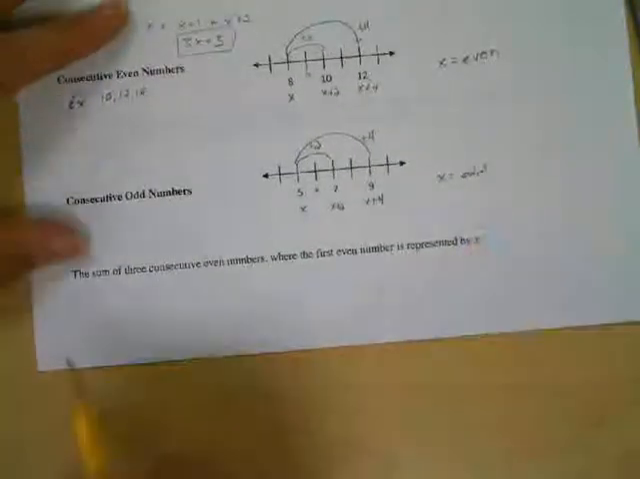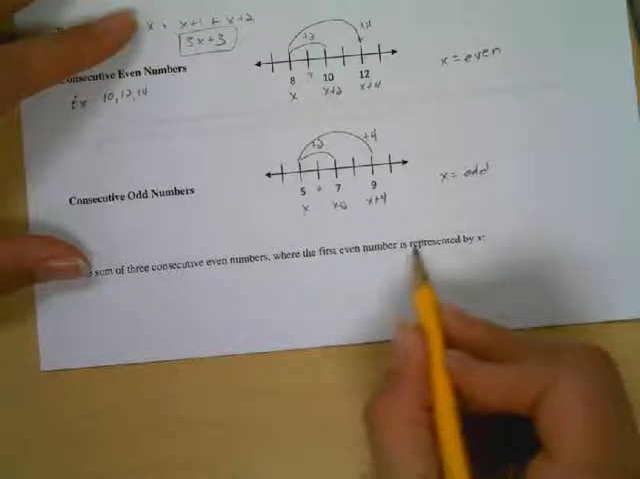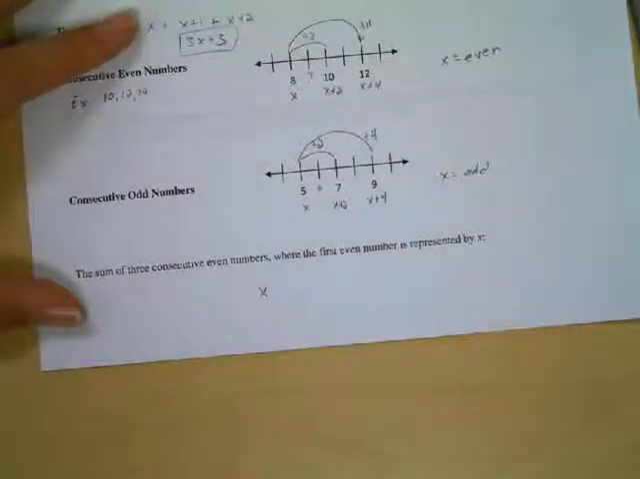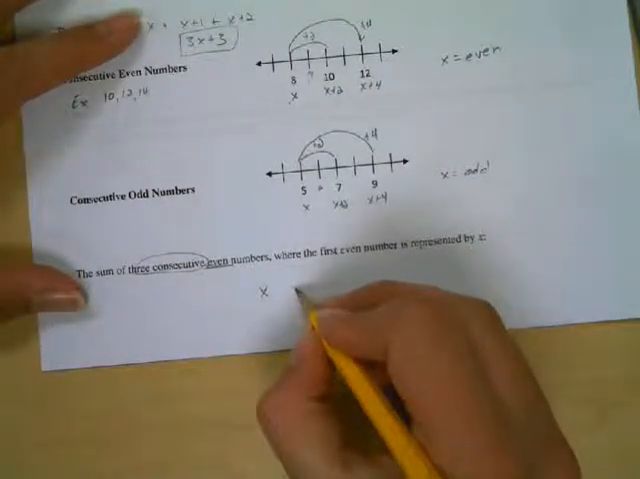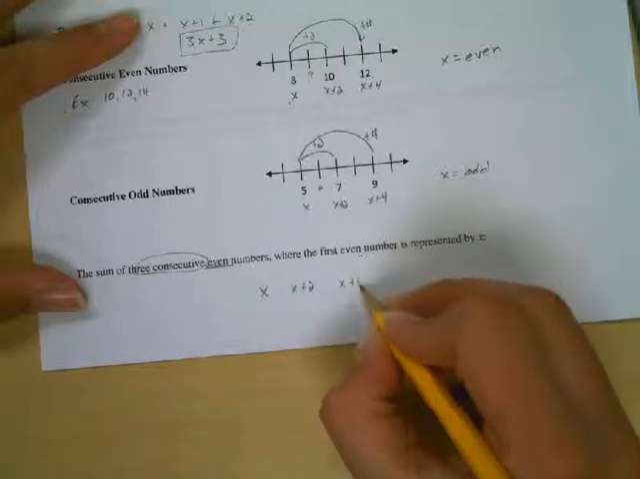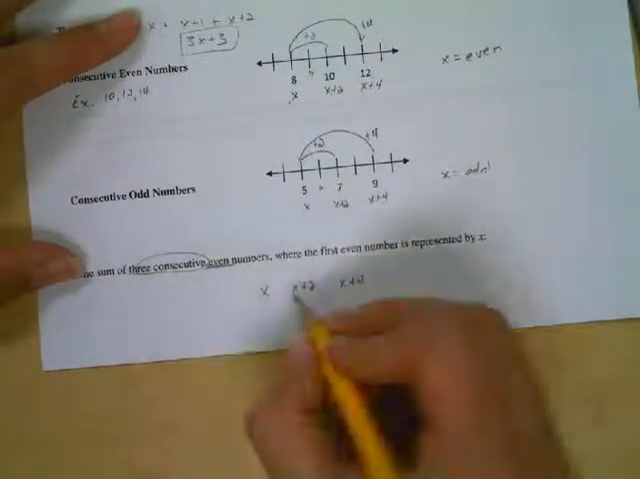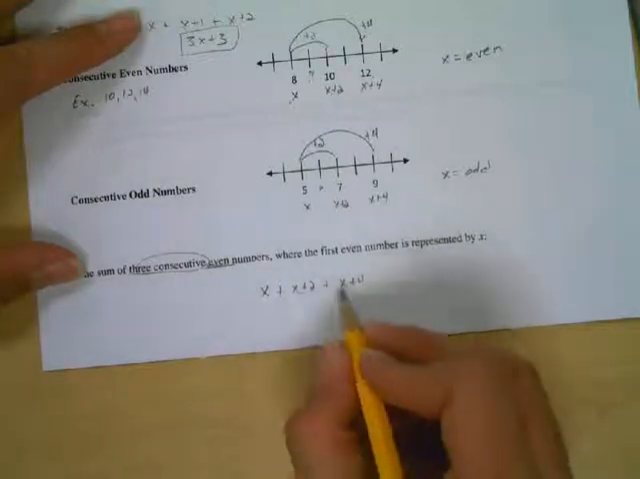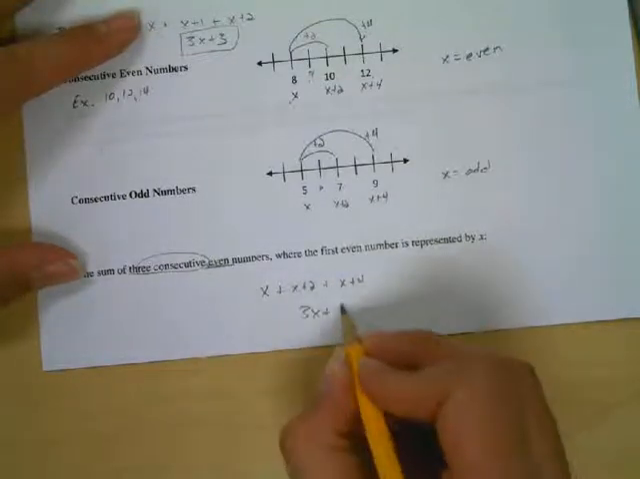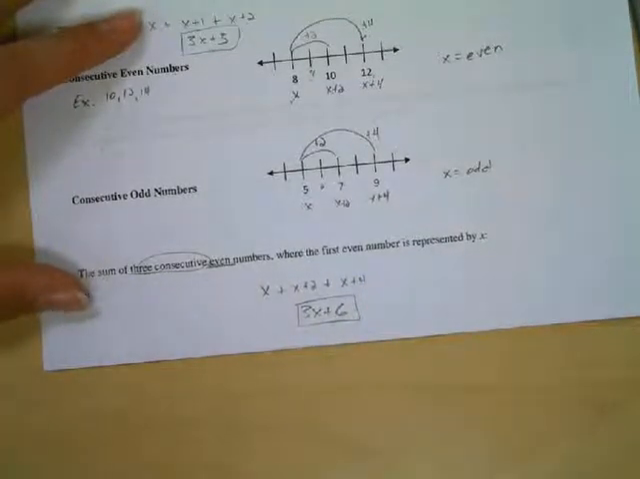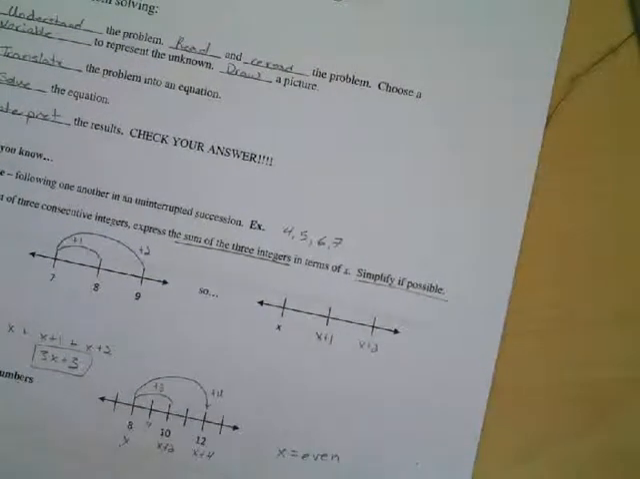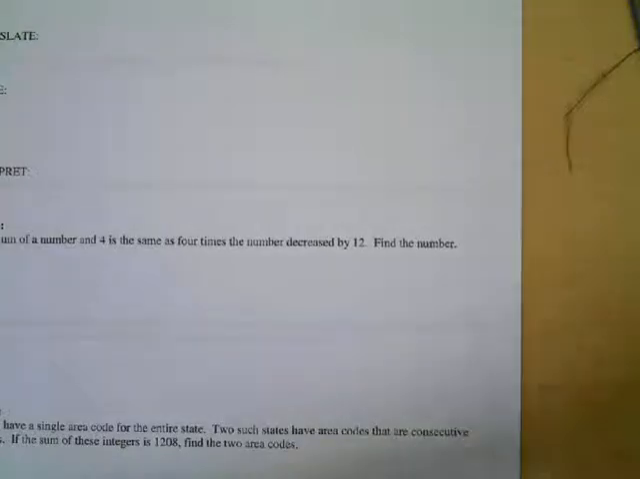Okay, so then the sum of 3 consecutive even numbers where the first even number is represented by x. So they told me my first one. We want 3 consecutive even numbers, so my next one would be x plus 2, and the one after that would be x plus 4. Because they wanted 3 of them, add those together. x plus x plus x is 3x. 2 plus 4 is 6, so 3x plus 6 would be the sum of 3 consecutive even numbers with the first one starting at x. Okay, so that's consecutive, even, and odd, and just regular consecutive numbers. You do need to understand those, so I highly suggest you study those a lot.